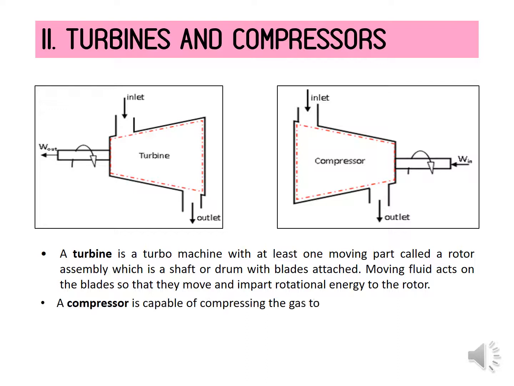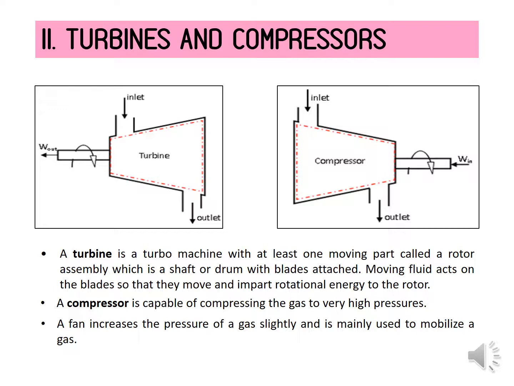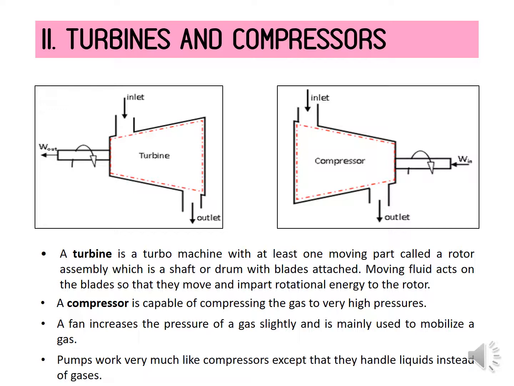A compressor is capable of compressing a gas to very high pressures. A fan increases the pressure of a gas slightly and is mainly used to mobilize a gas. Pumps work very much like compressors except that they handle liquids instead of gases.